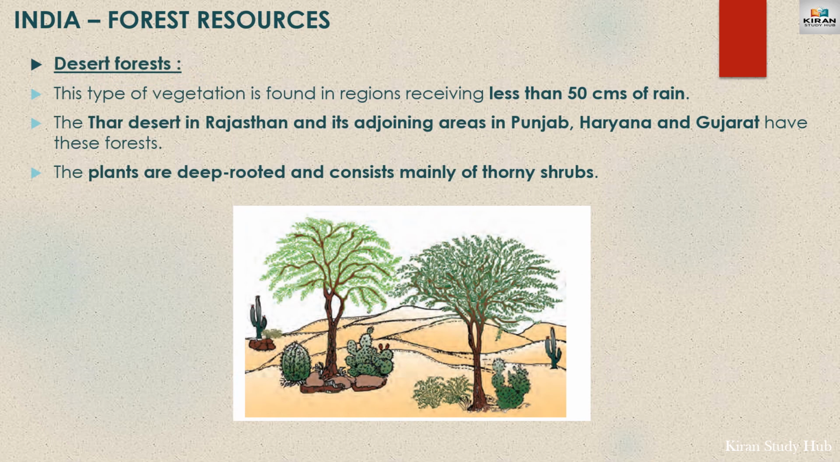Desert forest. This type of vegetation is found in regions receiving less than 50 centimeters of rainfall. Desert forest is mainly distributed in the Thar Desert in Rajasthan and its adjoining areas in Punjab, Haryana, and Gujarat. The plants of desert forest are deep rooted because in the desert there is less rainfall. Because of less rainfall, there is decreased groundwater level. Hence, in order to get the water from a very great depth, the plants have deep roots. Plants also consist of thorny shrubs. Here in the desert, the leaves are modified into thorns to prevent transpiration and also to conserve water in the soil.